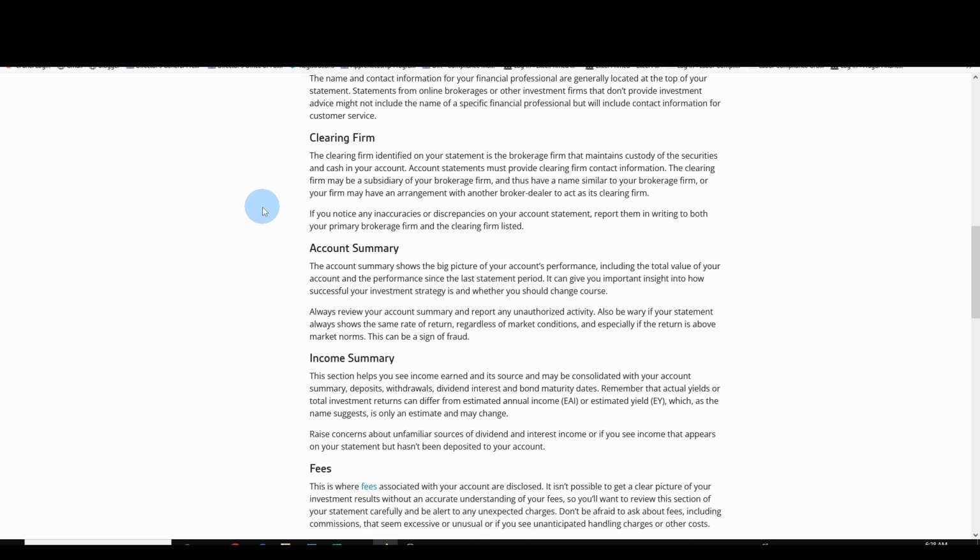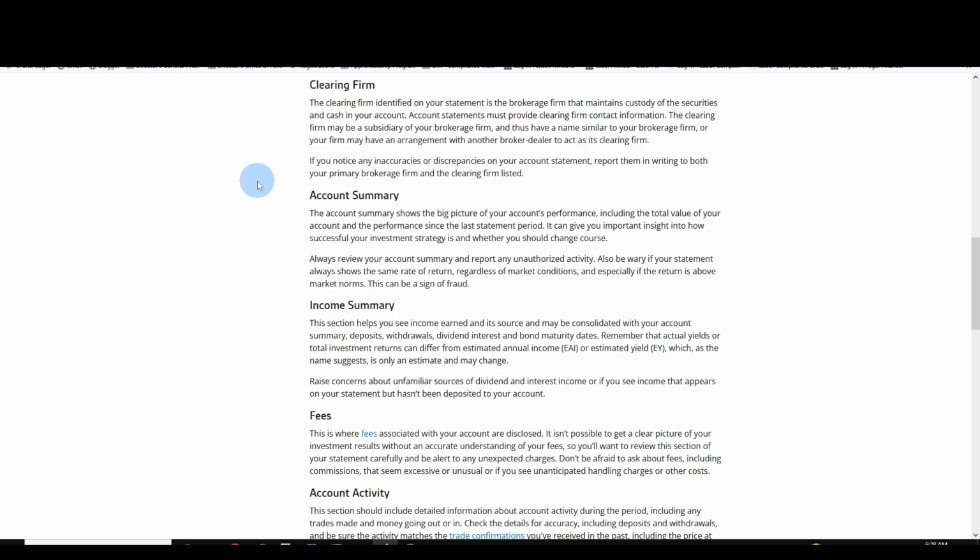Clearing firm. The clearing firm identified on your statement is the brokerage firm that maintains custody of the securities and cash in your account. Account statements must provide the clearing firm's contact information. The clearing firm may be a subsidiary of your brokerage firm and thus have a name similar to your brokerage firm, or your firm may have an arrangement with another broker-dealer to act as a clearing firm. If you notice any inaccuracies or discrepancies on your account statement, report them in writing to both your primary brokerage firm and the clearing firm listed.